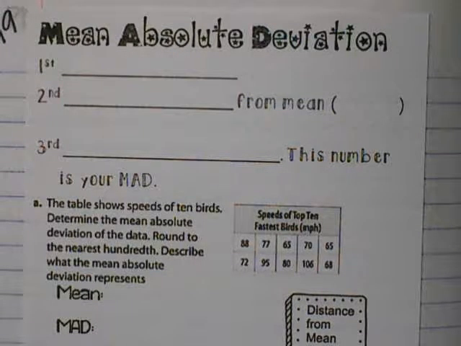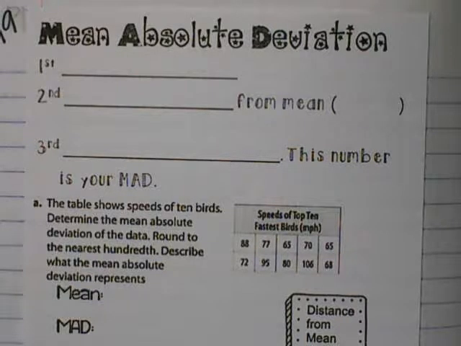So yesterday, or on the previous lesson, with descriptive statistics, we were using interquartile ranges to describe the spread in a set of data. Now today we're going to look at mean absolute deviation.